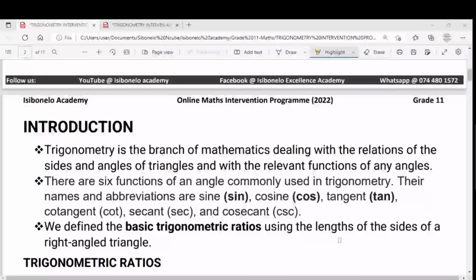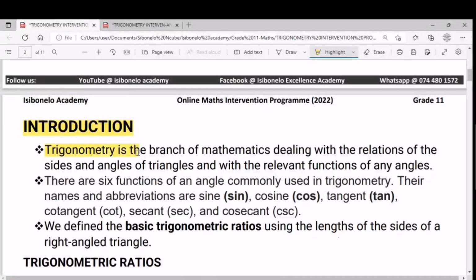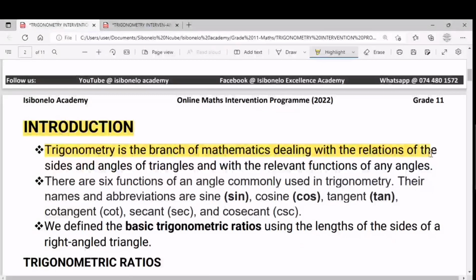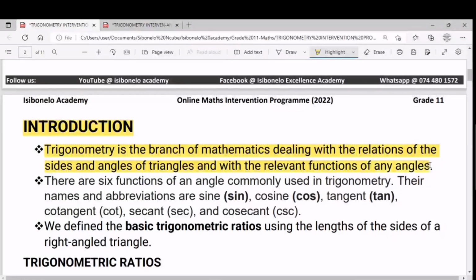Okay, so I like that when I teach, I start from the basics. I will take you through the introduction and then we build from there until we can cover this topic completely. So this is our introduction. Trigonometry: we have to understand what we are talking about when we talk about trigonometry. Trigonometry is the branch of mathematics dealing with the relations of the sides and angles of triangles and with the relevant functions of many angles.